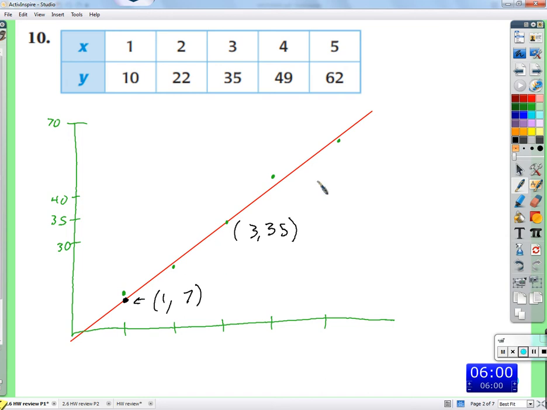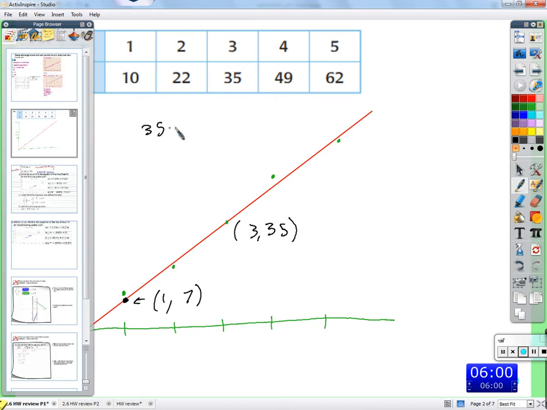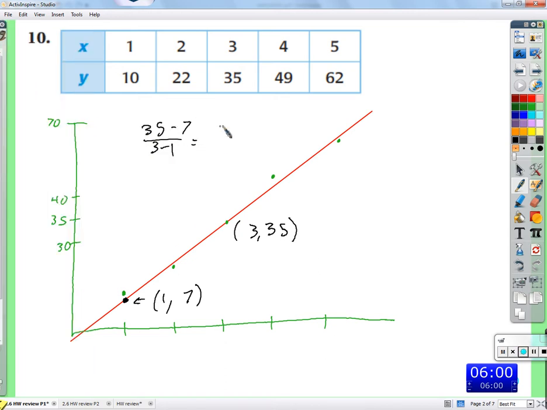So now I have 2 points that are on this line, and I'm going to find the equation of a line from 2 points. Write the equation of the line, given 2 points that it passes through. y2 minus y1 over x2 minus x1: 35 minus 7 over 3 minus 1. Okay, so this is 28 over 2. That's 14. That's our slope, right? Now we have our slope. Now what? We have to write the equation. How do we do that? 14x plus whatever it crosses. y equals 14x plus b.